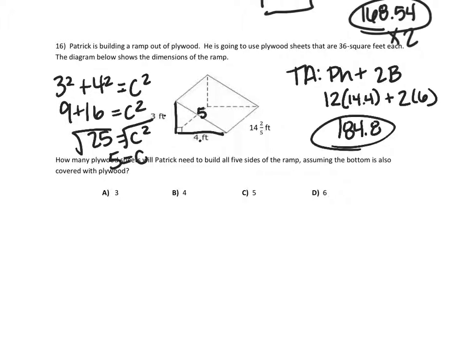But each piece is 36, so you're going to divide that by 36. So divide that by 36, and we get 5.13. So he'll have to go with 6 because he'll need to go up in numbers, because you'll need 0.13 of the next piece.